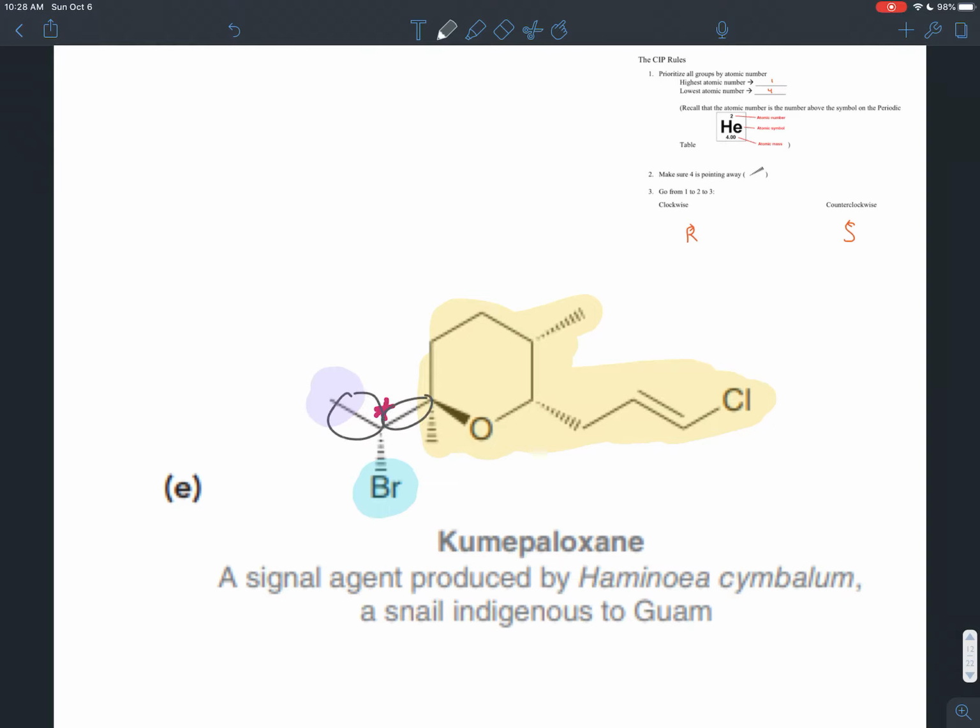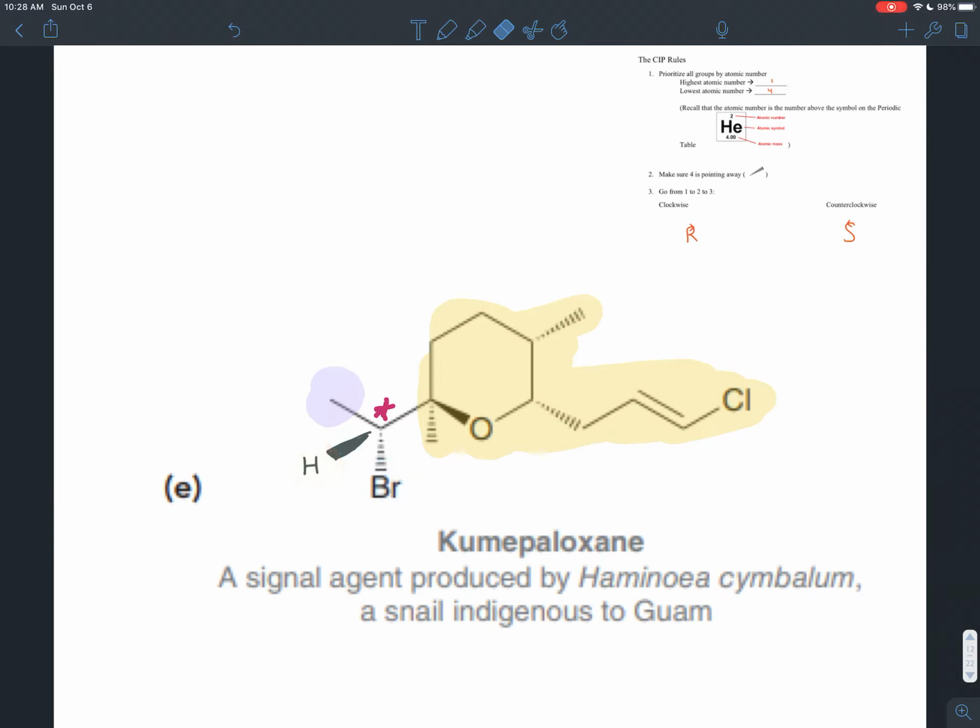Now this carbon is tetrahedral, so you'll have two bonds in the plane, one bond going away from you, and the fourth bond has to be going out at you. So that hydrogen must be coming out at us. And that is our fourth thing. So you can see that that carbon with a red star on it is bonded to four different things, and so it's chiral.